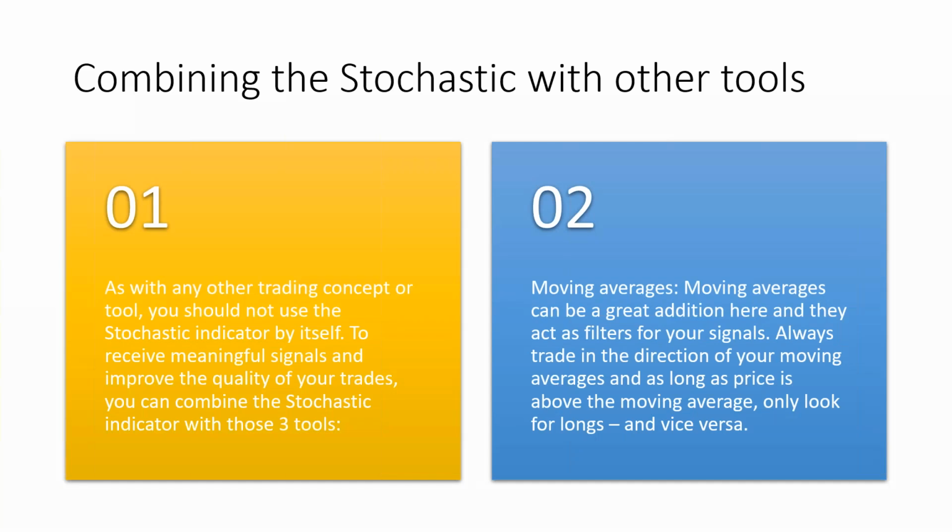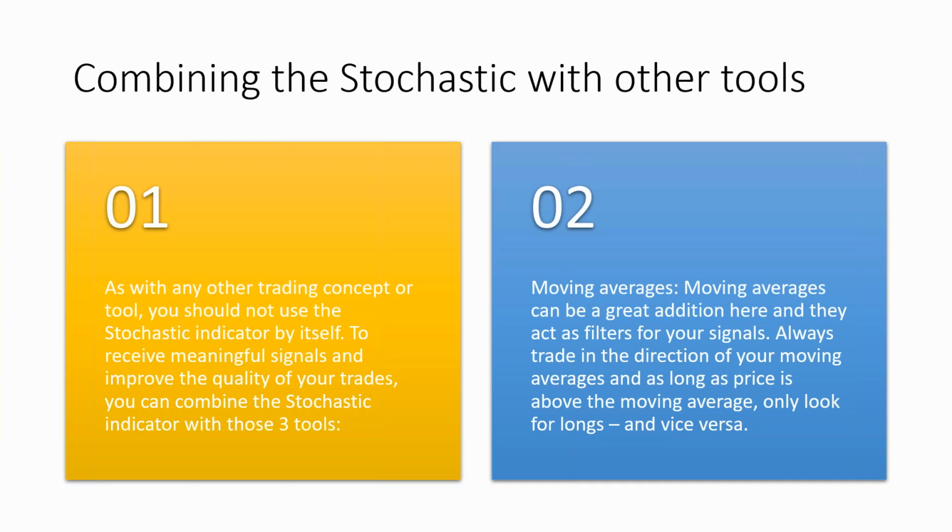So now, as with any other trading concept or tool, you should not use the stochastics indicator by itself. To receive meaningful signals and improve the quality of your trades, you can combine stochastics indicators with these three tools. And as you saw in the presentation, moving averages. Moving averages can be a great addition here as they act as a filter for your signals.